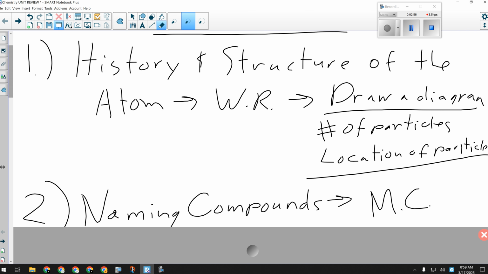Okay, naming compounds. This is in every part of the test. Specifically the multiple choice goes, what's the correct formula for this compound? Or what's the correct name for this compound? Yes, those are definitely going to be multiple choice type questions. So, explicit naming questions in the multiple choice.